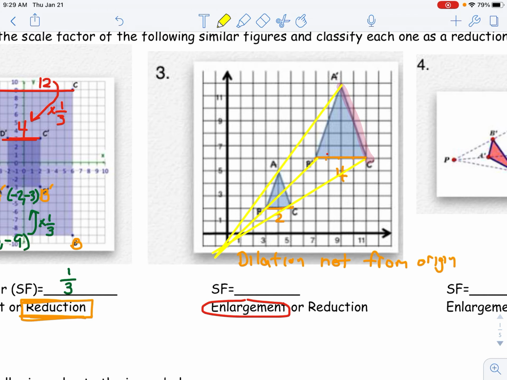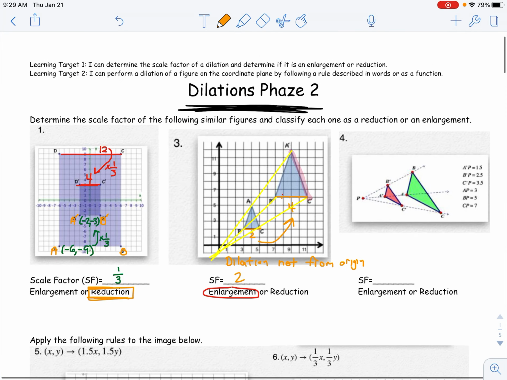This is kind of a challenge problem because you can't do it the typical way. You've got to count it. But nonetheless, we just see we're multiplying by 2. The scale factor is 2.